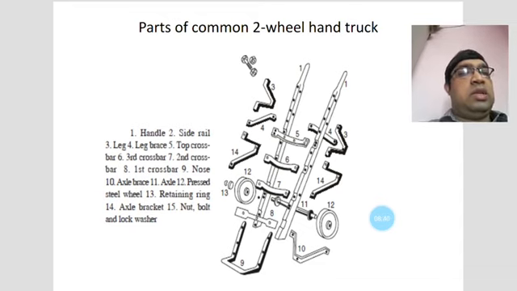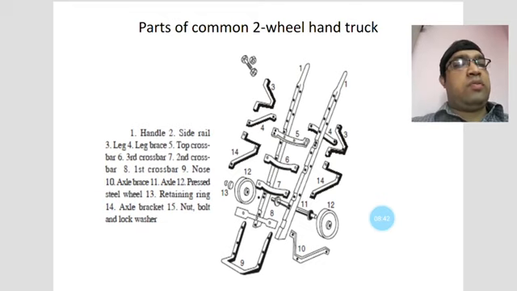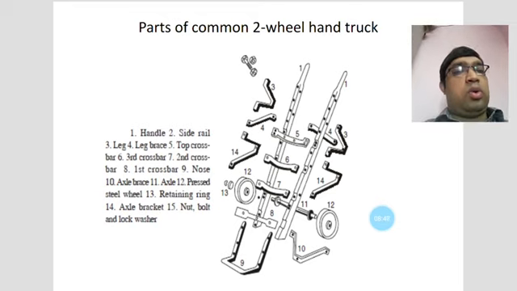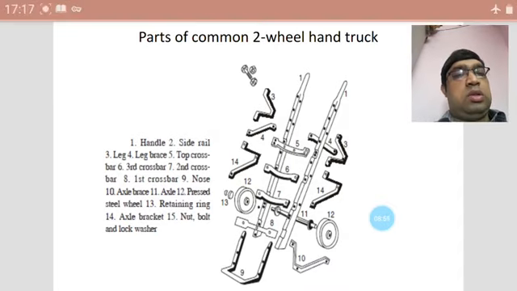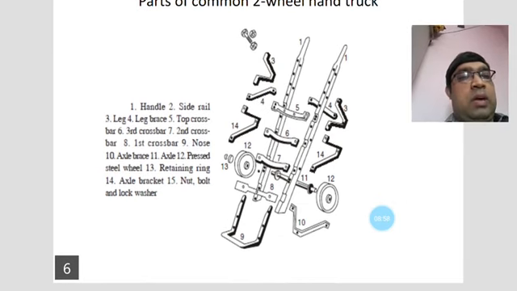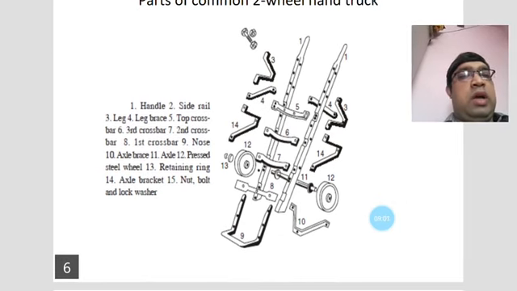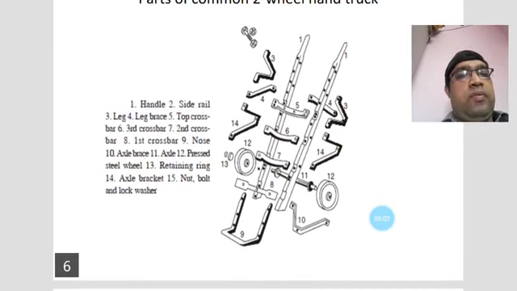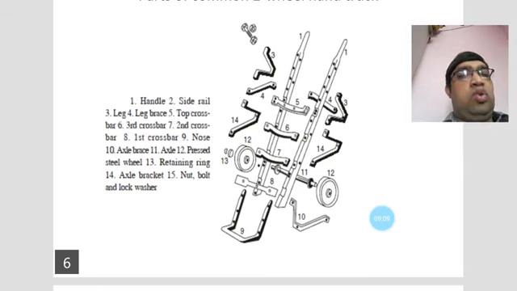You can see that this is number four, the leg brace, which also will be here. Number five is the top cross bar. Number six, we have to concentrate on the third cross bar. Number seven is the second cross bar, and number eight is the first cross bar.